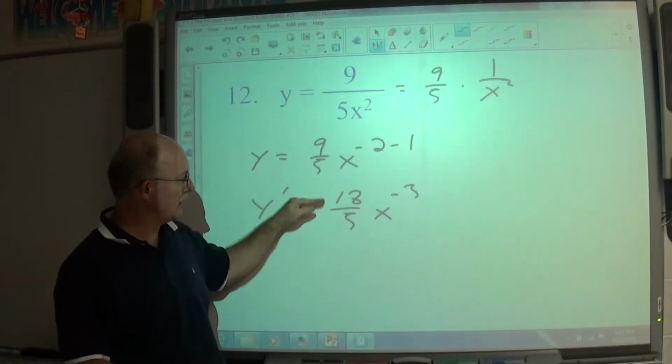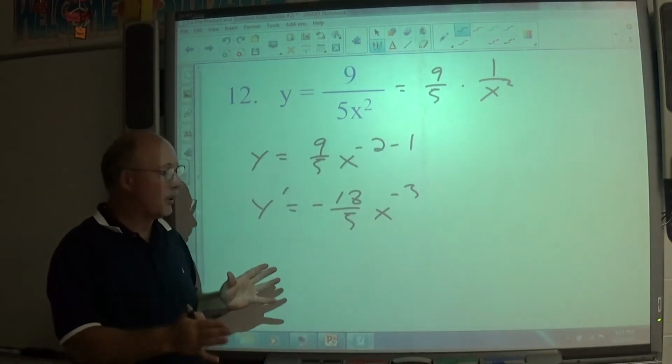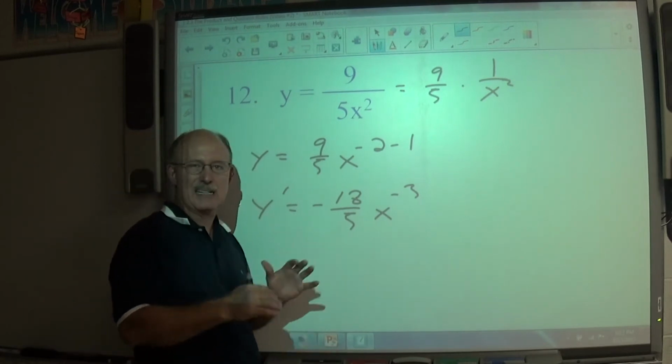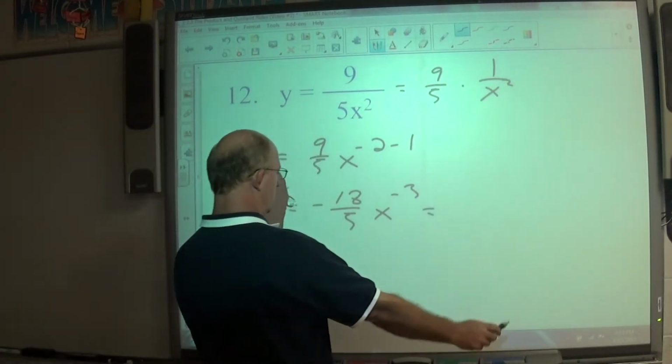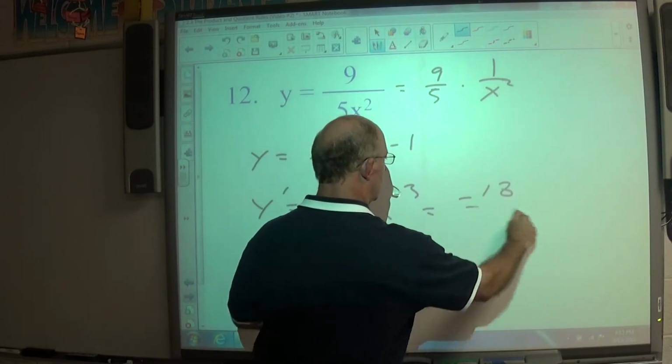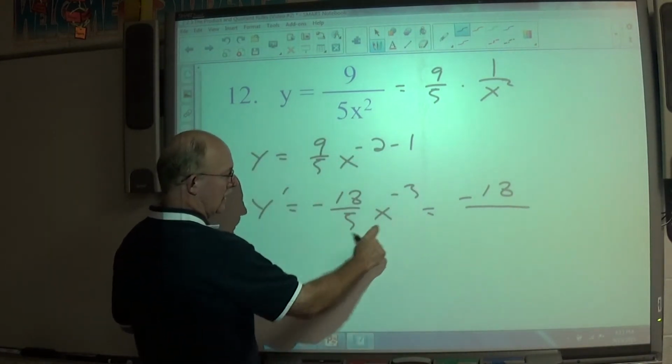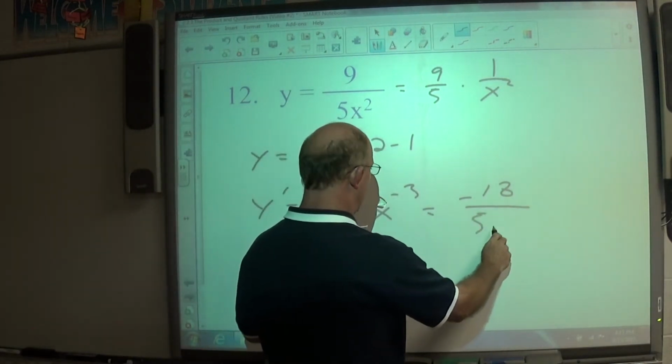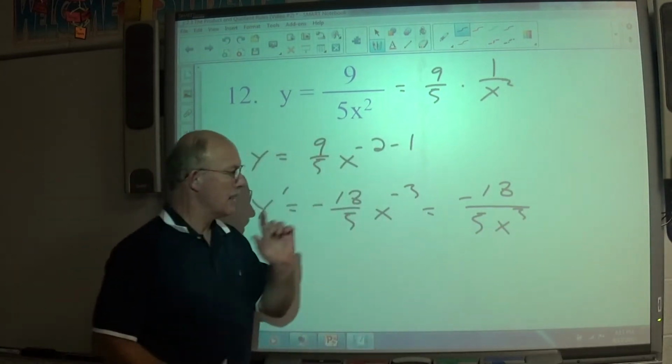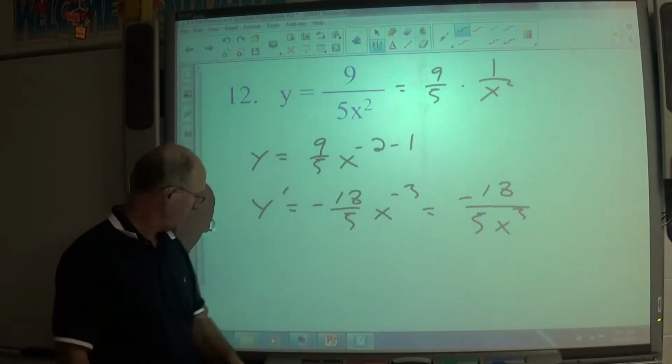And this gives us negative 18/5 x to the negative 3. Now I'm going to rewrite this without that negative exponent because I don't like negative exponents in my answer. So this will be negative 18 over, now the x to the negative 3 goes to the bottom of the fraction with the 5. So it'll be 5x to the third power. That's our derivative here. Let's try another one.